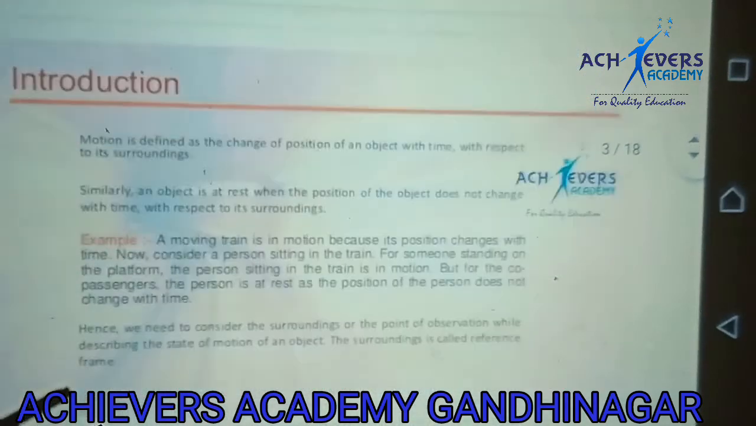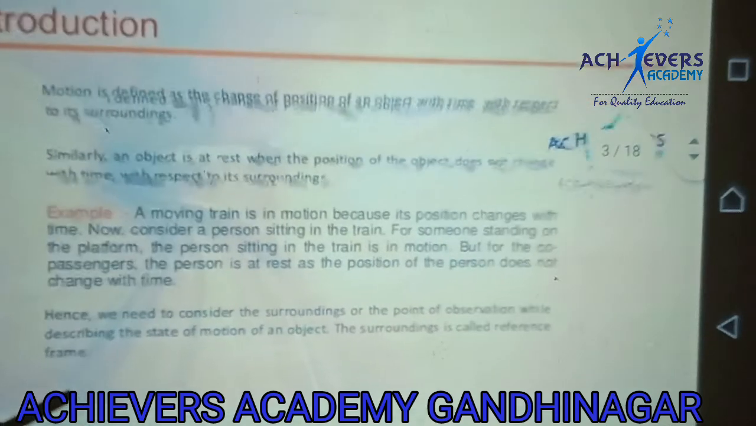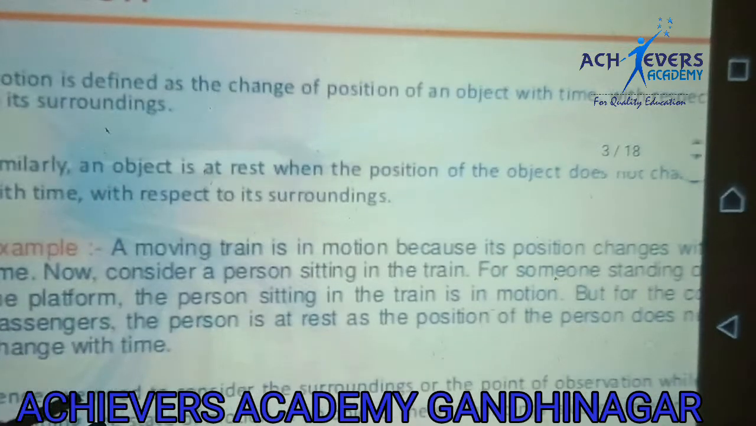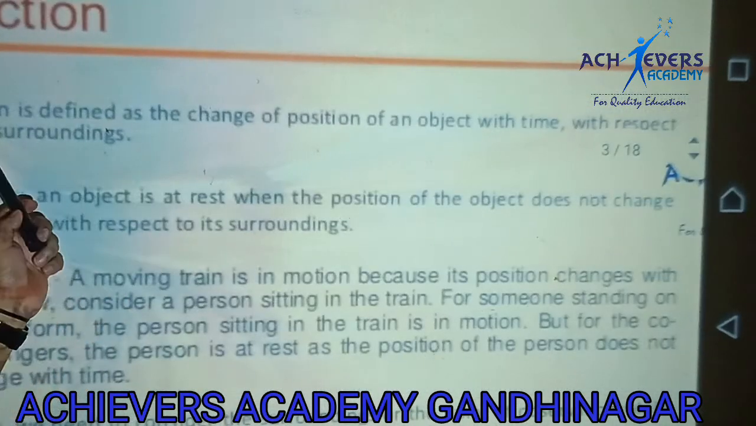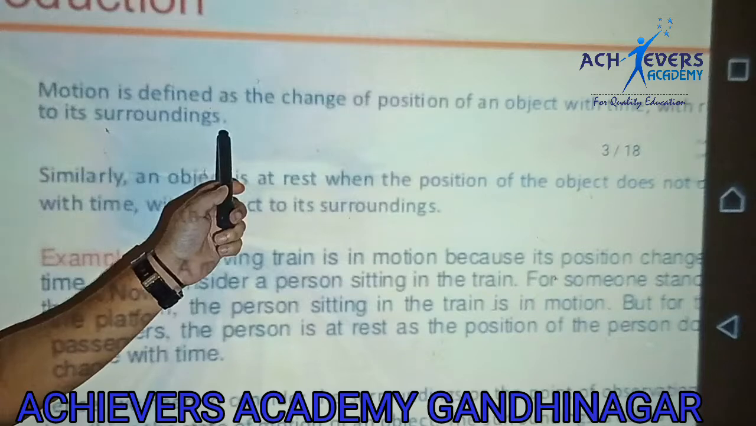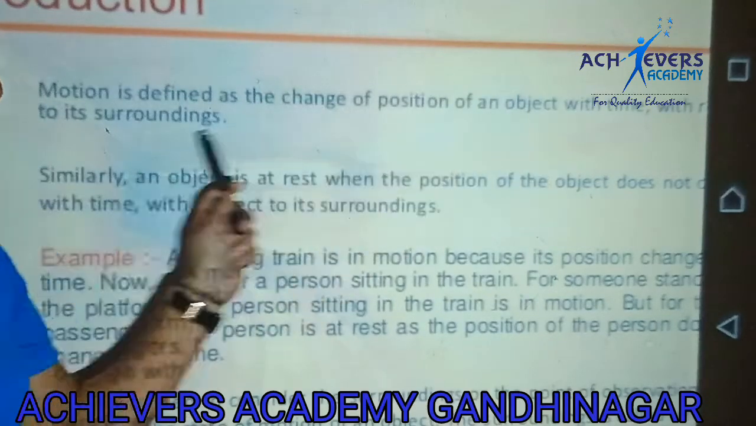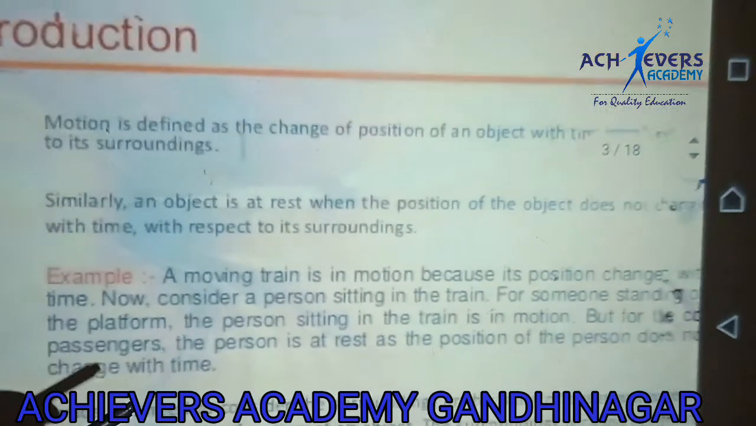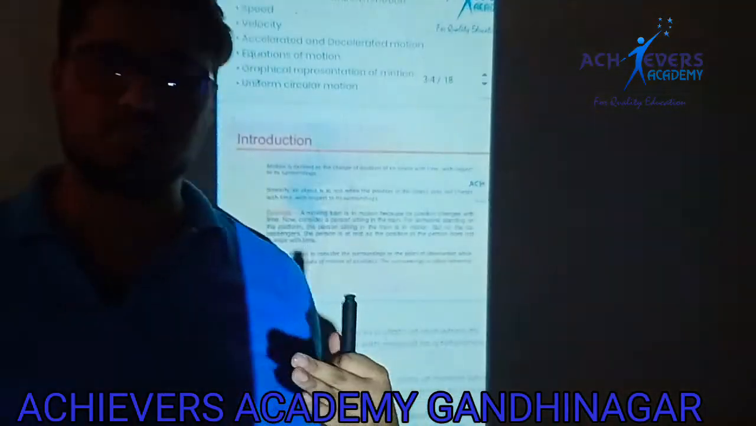First, the introduction. We are going to study what is basically motion. So let's try to understand what motion is first. Motion is defined as the change of position of an object with time with respect to its surrounding. So what does that mean? For example, we say that any object is in motion. Suppose any object is in motion.